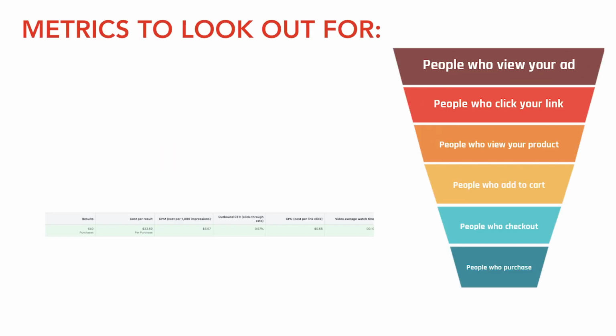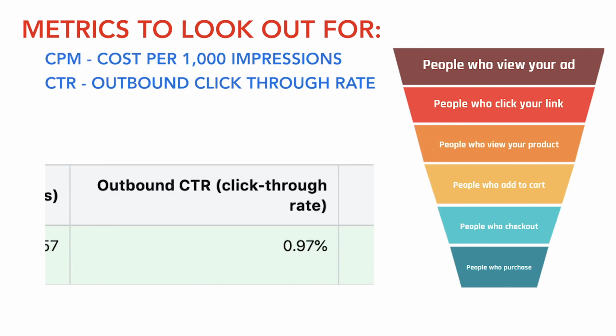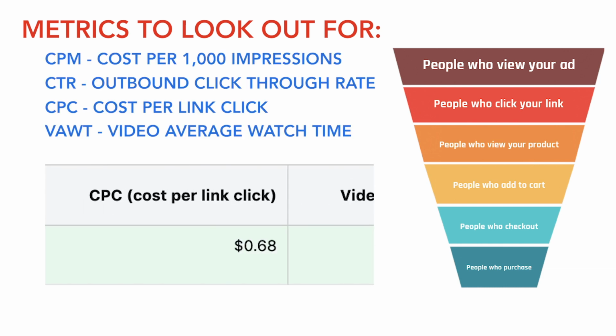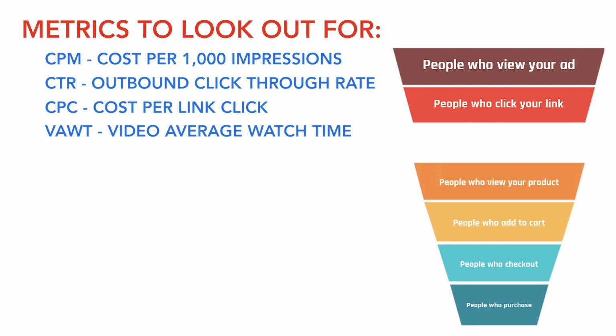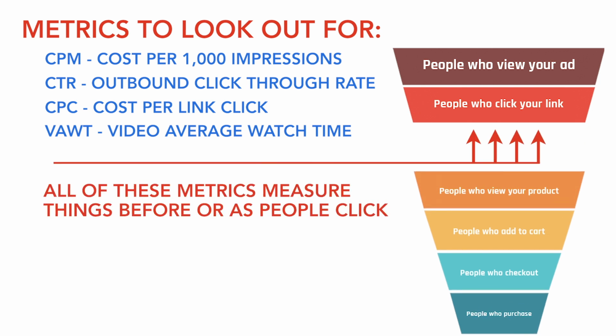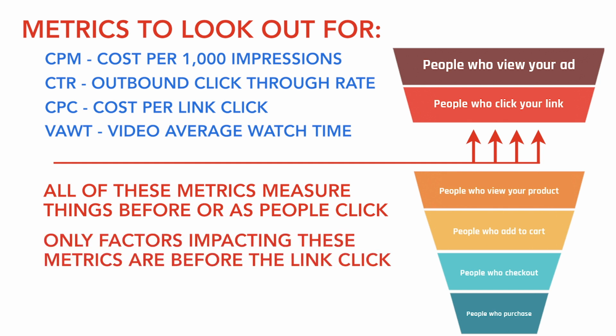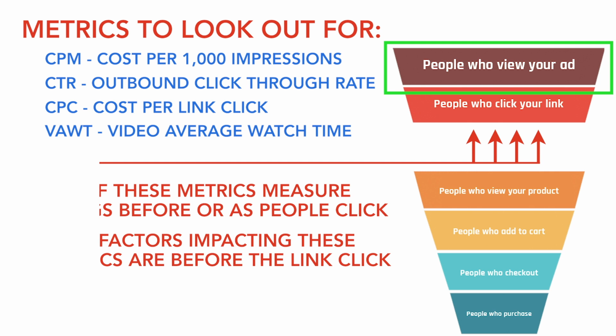So let's begin. The first numbers you'll look at are cost per 1,000 impressions, click-through rate, cost per click, and video average watch time. Since all these numbers measure actions of your audience before or during the second step in this funnel, you can reasonably assume that the only thing impacting these numbers happens before people click on your link. Before we talk about how each of these numbers are impacted by step 1 in the funnel, let's talk about what each of these metrics are measuring.